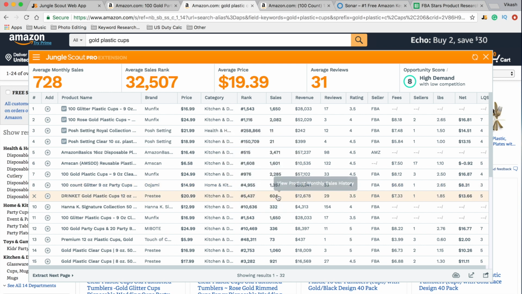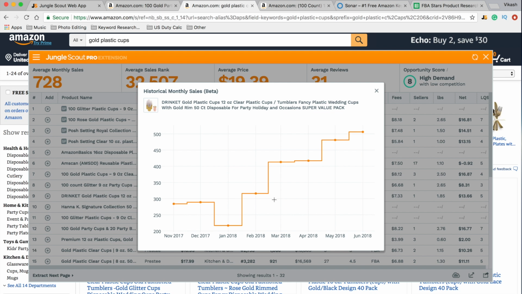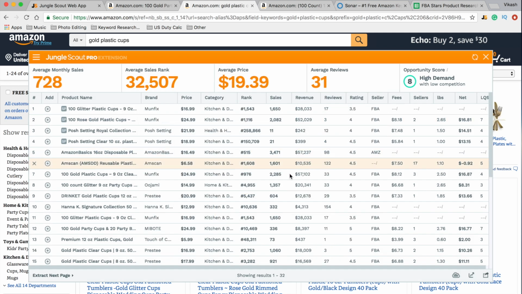Let's try this one. What we can see here is this has information from November. As you can see, in January it dropped. That could be a seasonal type thing. However, they're still selling 217 in the month of January and it has been increasing ever since. And that is a very, very good sign. So you could do that for several of these to make sure that there aren't any major drops that are very consistent.